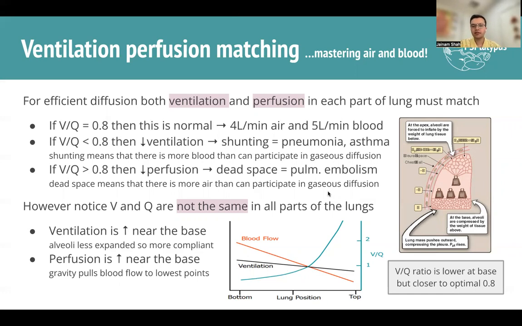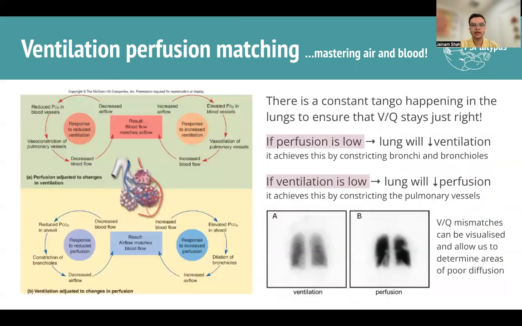But your body is smart because it doesn't want your VQ ratio to stray too far from the normal. If it does, then you're going to get problems with shunting, dead space, and things are just going to get out of hand really, really quickly. So we need something like an automatic process to make sure that the VQ ratio stays in a healthy range. It's kind of like this constant tango just to make sure that VQ stays just right. So it's actually really simple.